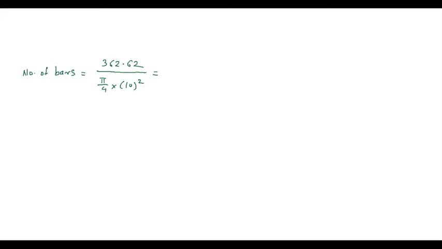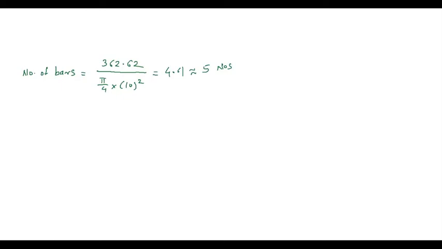It is about 4.61, which is nearly equal to 5 numbers. Okay, 4.61, which is nearly equal to the 5 number of bars. Okay, so now 5 number of bars, then calculate the AST provided.